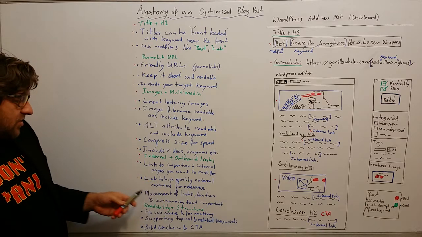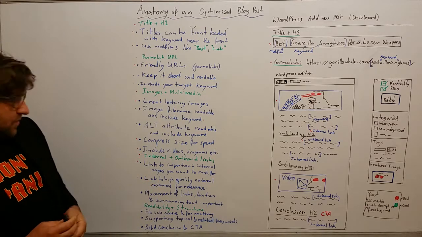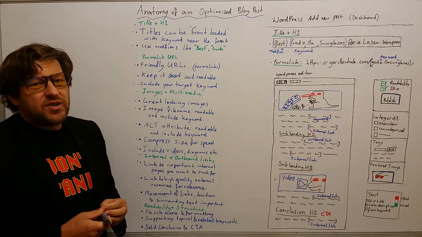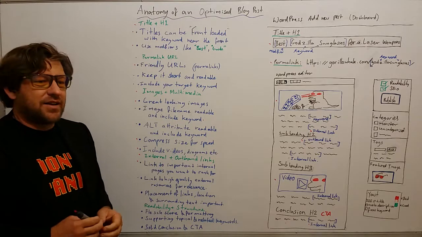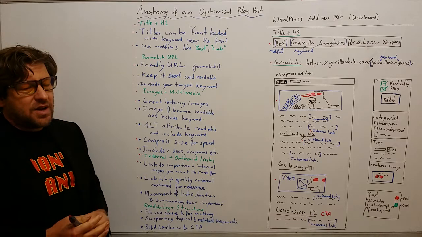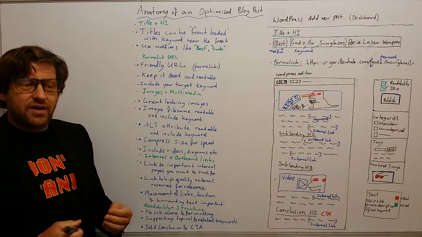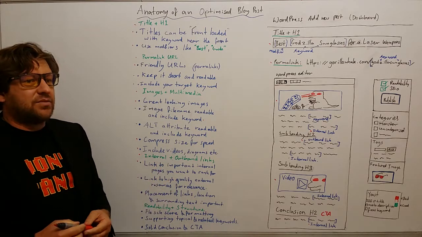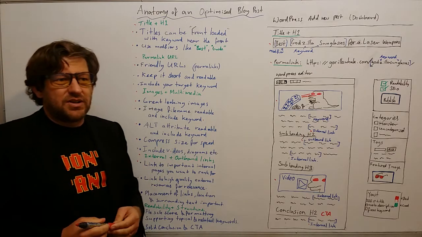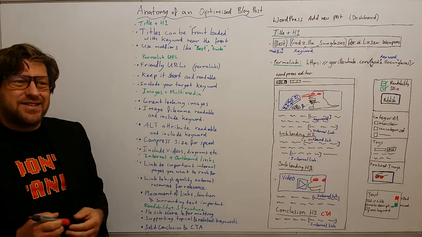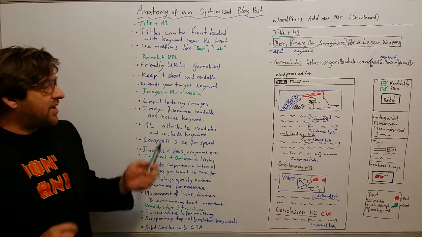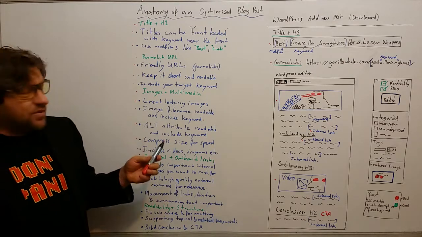So link to high quality external resources. This is also for relevance. Obviously, someone out there on the internet has also written about our topic. There's very few topics that haven't been written about yet. And quite often we do have an authoritative source, whether it be Wiki or some other government website or a very highly regarded website that already has covered our topic and has some very useful, specific information to back up our arguments within our articles.